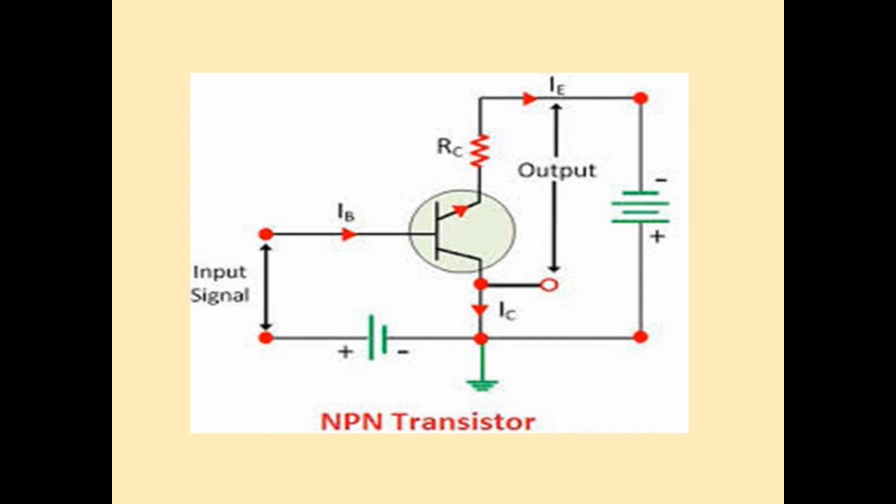In the case of NPN transistor, the direction of conventional current is from base to emitter. The direction of conventional current is always opposite to the flow of electrons. Here I mention IB, IE and IC. IB represents the base current, IE represents the emitter current, IC represents collector current.